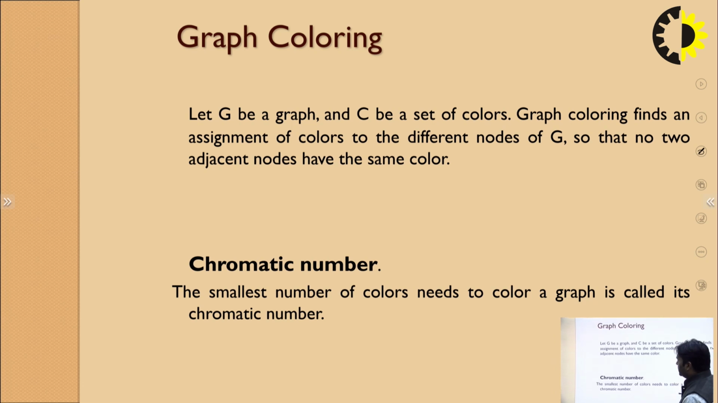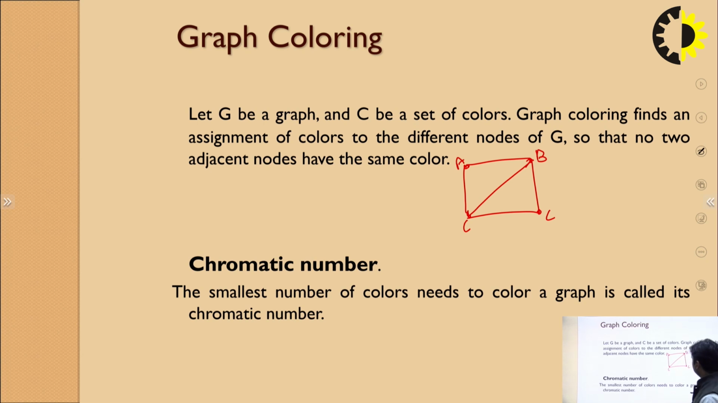Graph coloring: let G be a graph and C be a set of colors. Graph coloring finds an assignment of colors to different nodes of G so that no two adjacent nodes have the same color. In other words, there is a graph A, B, C, D. This is a graph A, B, C, D.